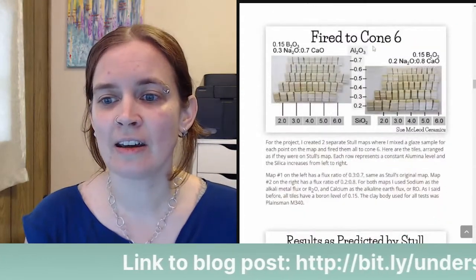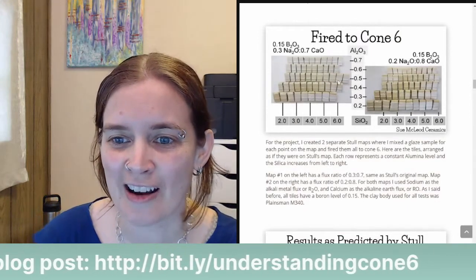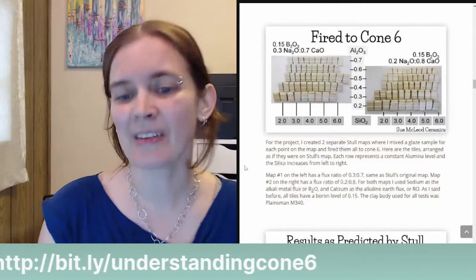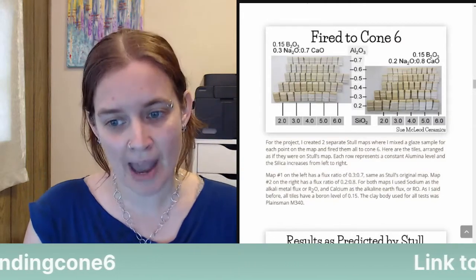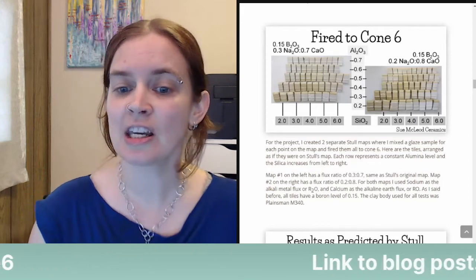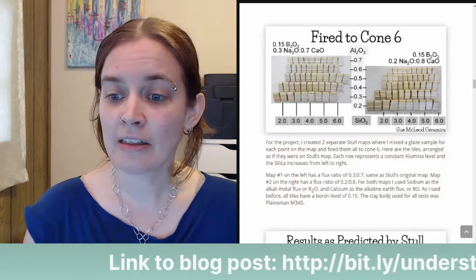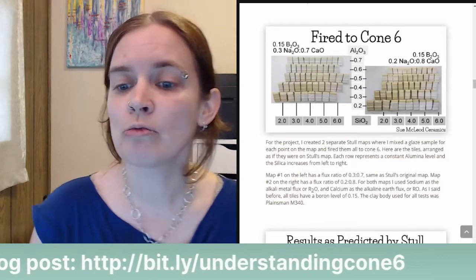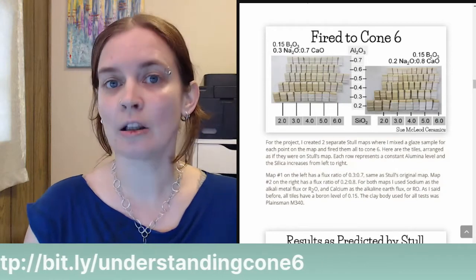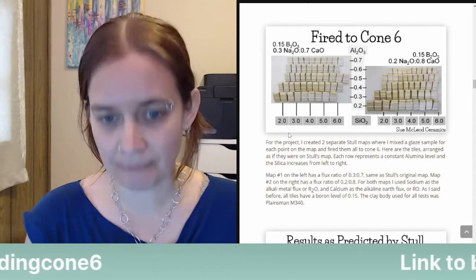And then these are the results. So these are all the tests that I fired to Cone 6. For the project, I created 2 separate Stull maps where I mixed a glaze sample for each point on the map and fired them all to Cone 6. Here are the tiles arranged as if they were on Stull's map. Each row represents a constant alumina level, and the silica increases from left to right.